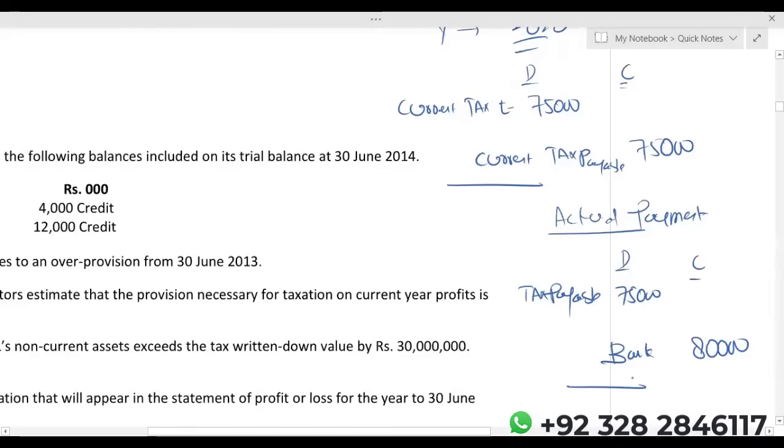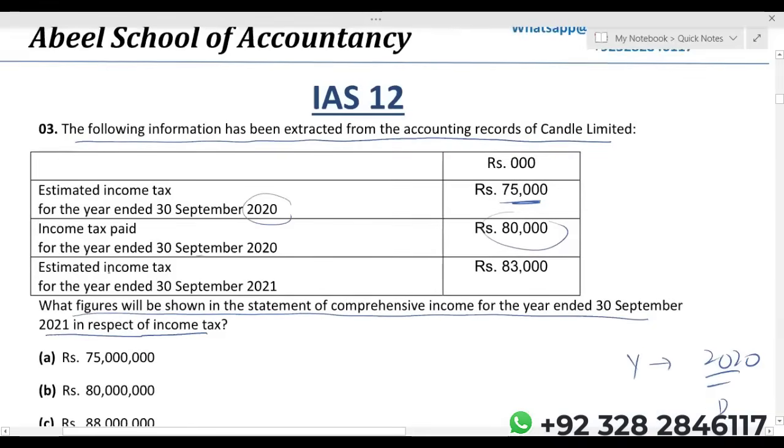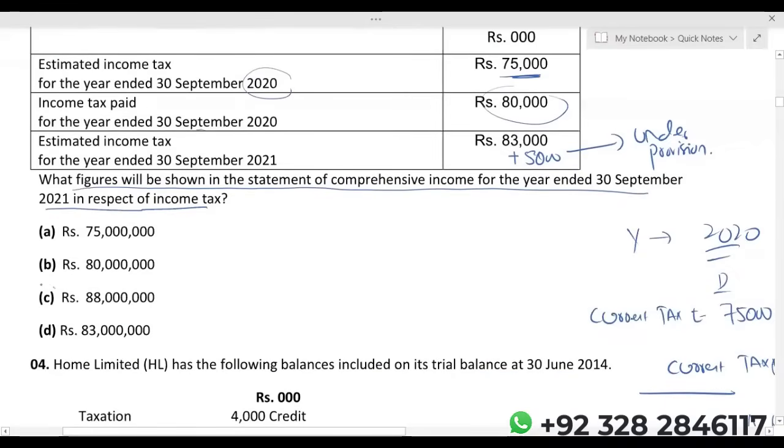There's an under provision of 5,000, and due to the under provision, your income tax expense of the current year will increase. Income tax expense of 2021, which is the current year for us right now, will increase. So this 5,000 will increase your current year income tax. Estimated income tax for the year is 83,000. Within this 83, we will add 5,000, which is the under provision. Why under provision? Because previously we recognized provision of 75, but the actual payment was more than that. It means we recorded less. So logically, income tax expense should be 88 million.